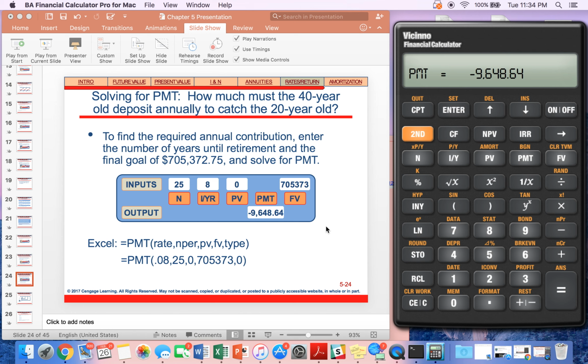So you'll notice she went from an $1,800 payment roughly, and now she has to contribute $9,600 to her retirement account to catch up to the 20-year-old. So again, make sure that you start saving early.